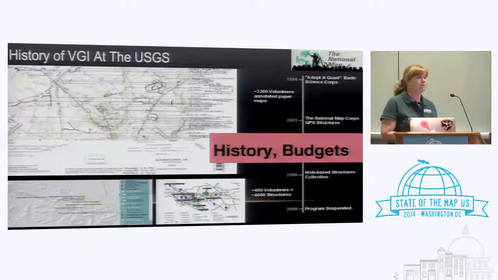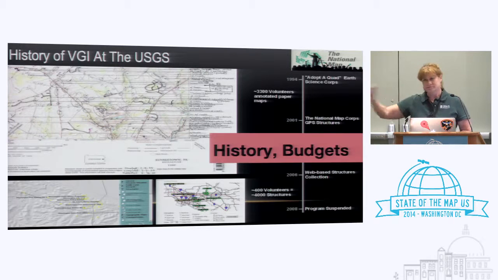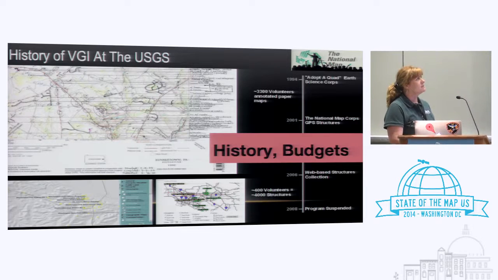So, a history of VGI at the USGS: it began as Adopt-a-Quad in 1994, and some of you might remember that. You actually adopted a quadrangle. You checked out a quadrangle, you had it for about 12 months, and that's when we would want it to come back. You just wrote on it and did your annotations. So it was pretty cumbersome, and kind of frustrating for some of the users. If you picked a quad that was in quite a developed area, that's a lot of work to do.